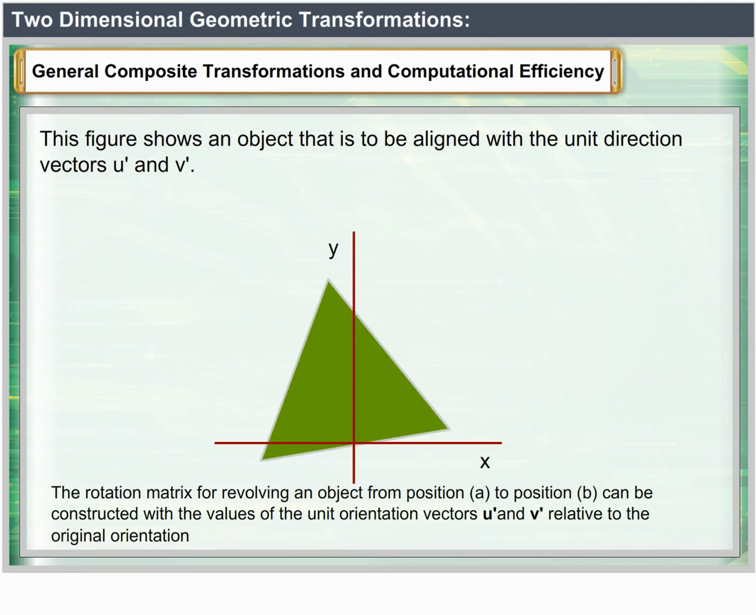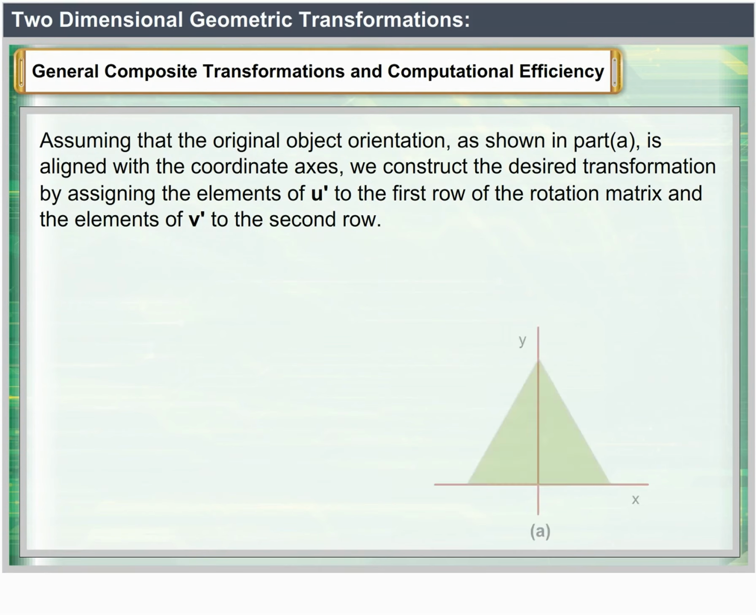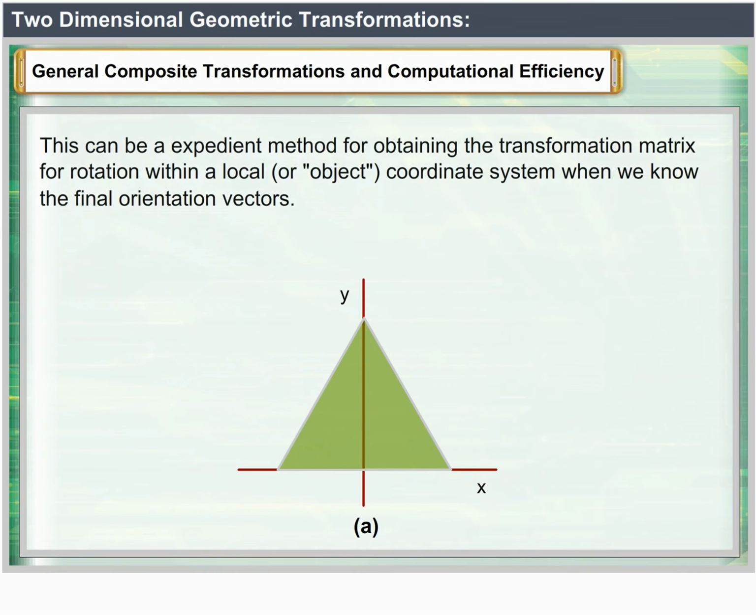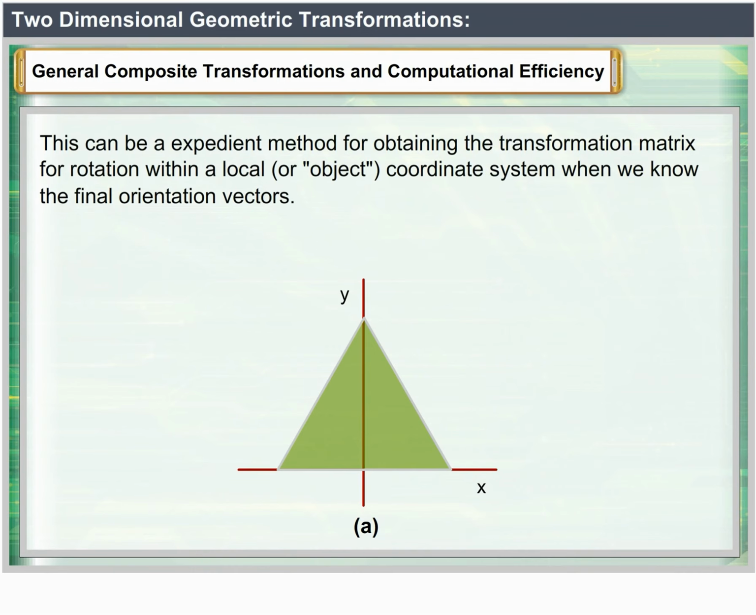This figure shows an object that is to be aligned with the unit direction vectors u' and v'. In this figure, the rotation matrix for revolving an object from position A to position B can be constructed with the values of the unit orientation vectors u' and v' relative to the original orientation. Assuming that the original object orientation, as shown in part A, is aligned with the coordinate axis, we construct the desired transformation by assigning the elements of u' to the first row of the rotation matrix and the elements of v' to the second row. This can be a convenient method for obtaining the transformation matrix for rotation within a local or object coordinate system when we know the final orientation vectors. A similar transformation is a conversion of object descriptions from one coordinate system to another.